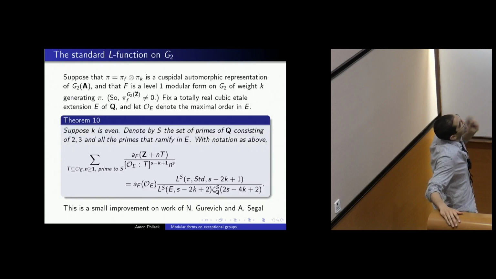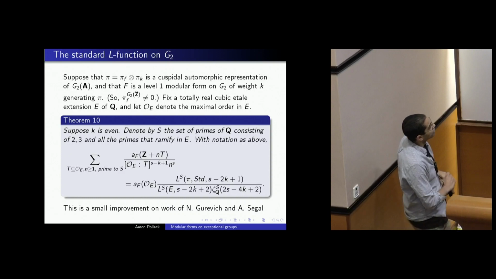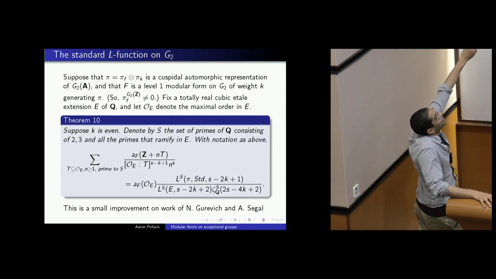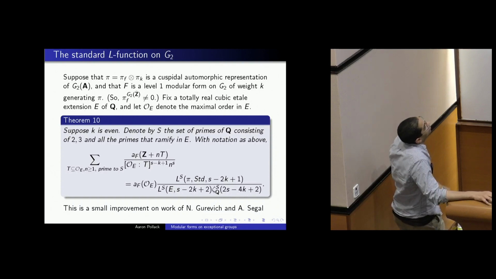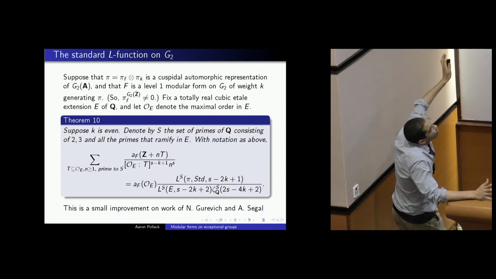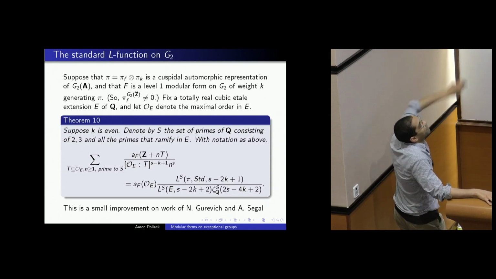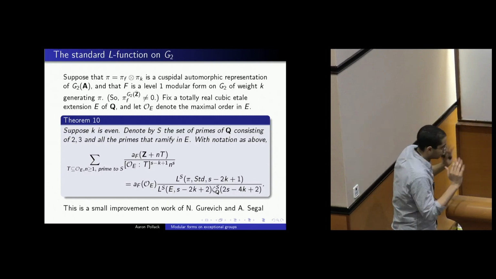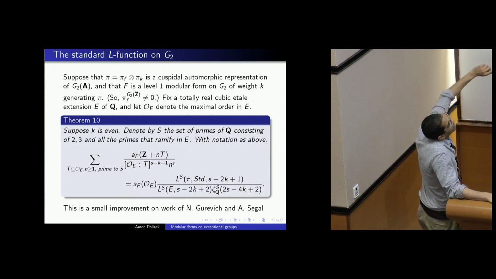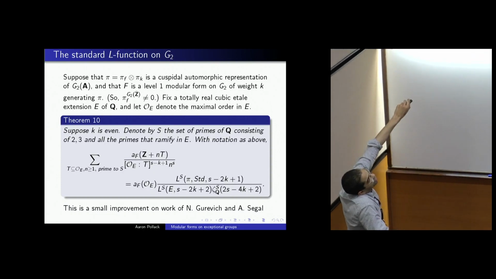So this was a setup for the last slide here, which is what L functions look like on G2. Suppose you have an automorphic cuspidal representation on G2 that's a level 1 weight K modular form. I'm assuming that it's unramified at every finite place, but that's just for the purpose of writing the slide. It's not important for proving the results. So fix a totally real cubic Galois extension E of Q, and denote by O sub E the maximal order in E.